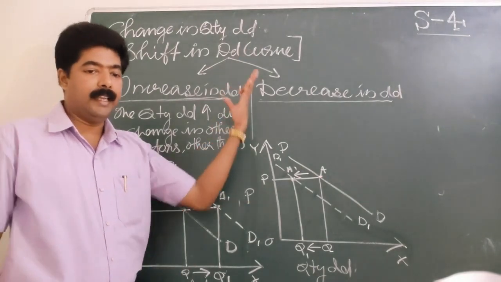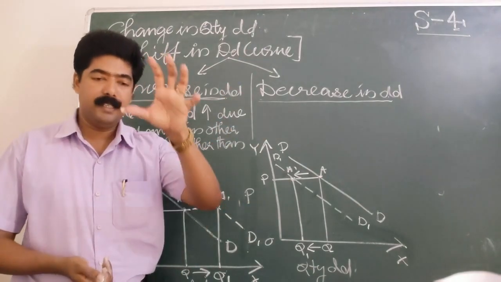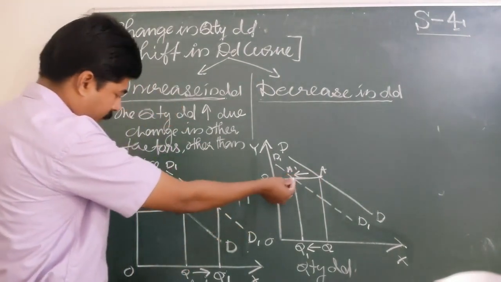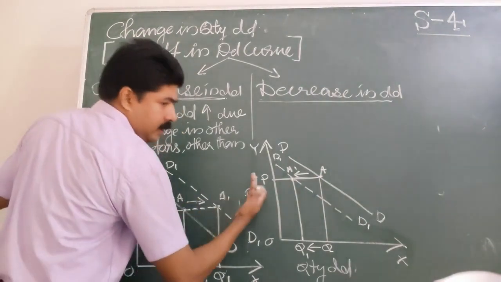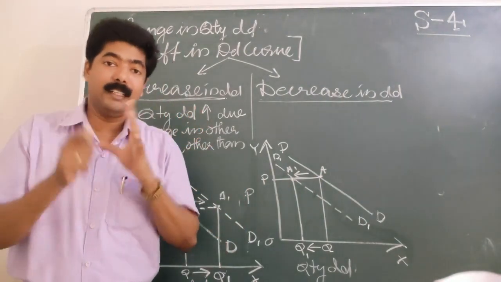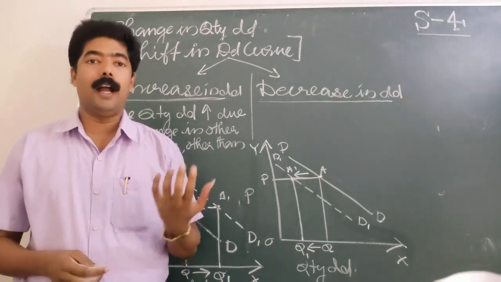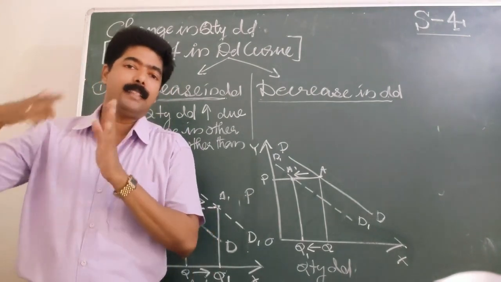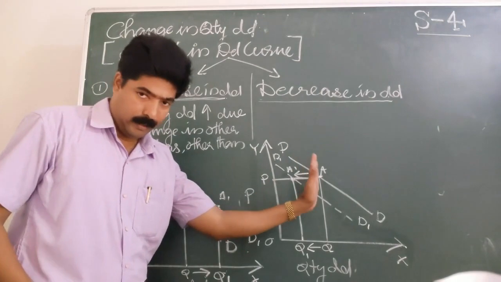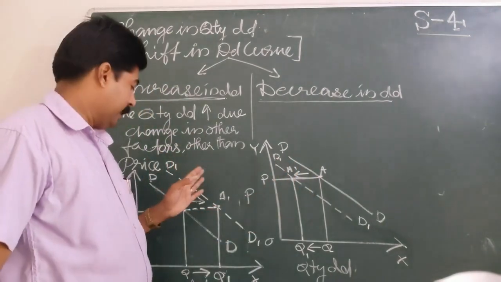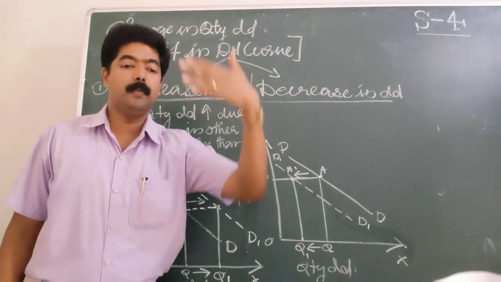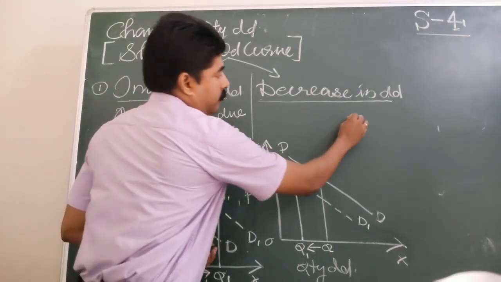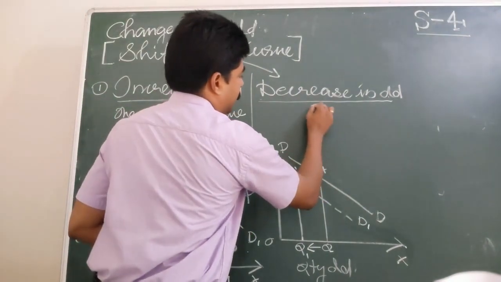Now, this increase and decrease in demand: there is a leftward shift of the demand curve, and in these cases there is a rightward shift of the demand curve, due to some shift factors. What are the reasons behind this? Why does the demand curve move leftwards or rightwards? It is because of some factors, shifting factors, which means reasons.